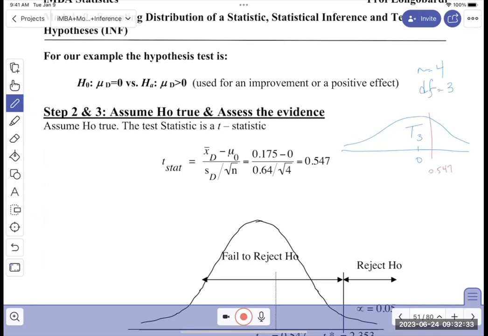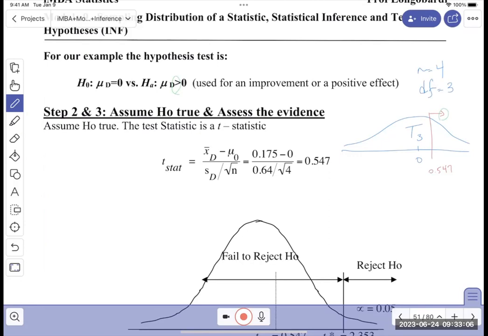And I'm going to test this way, right? Because I always look in the direction of my alternative hypothesis. And so I'll just ask you again, looking at that, does that look like it's an outlier?